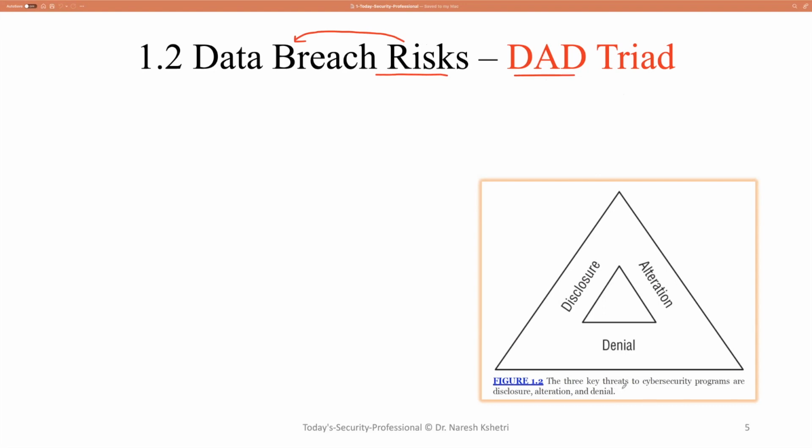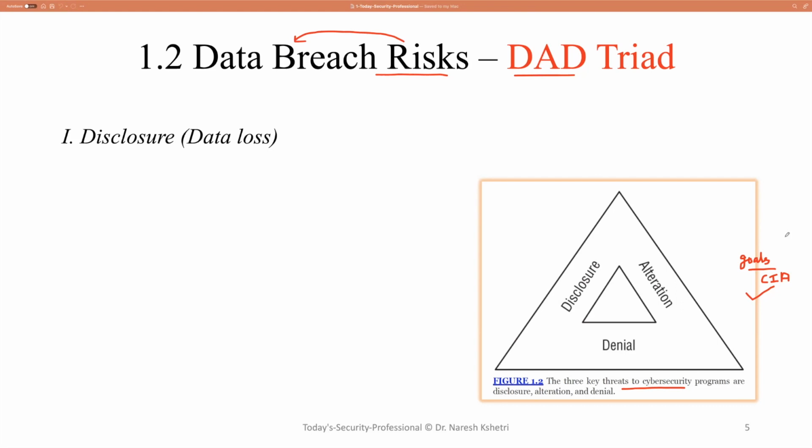That means these are the major threats to the cybersecurity program today, and they map to the three goals of the cybersecurity program. Those three goals are normally known as the CIA. Many of you have heard about the CIA. If you haven't, we will explore the CIA goals and see how exactly the CIA triad maps with the DAD triad.